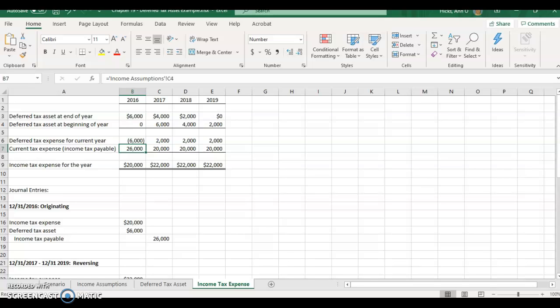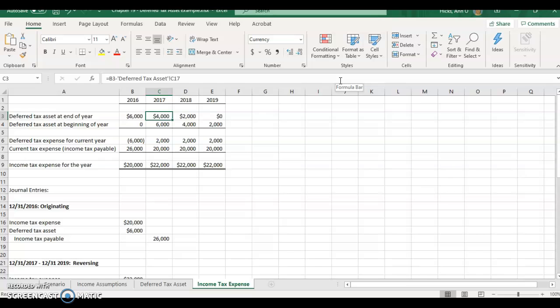Then we have the amount of income tax payable. This is the amount we owe the IRS this year, and that came from our calculations under the income assumptions page. That means that for the year, our expense for the financial statements is only $20,000. Remember, we recognize less income on the financial statements than we did on the tax return. In 2017, we begin to reverse that benefit. In other words, we're going to start having to expense what we previously already paid.